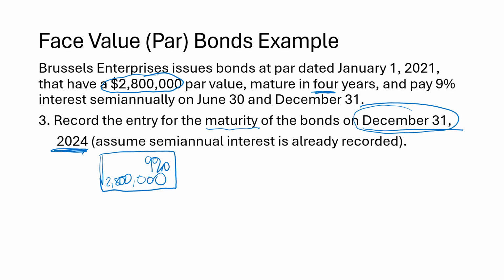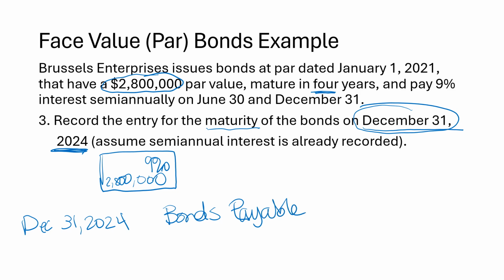So on December 31st, 2024, the journal entry to repay the principal to the bondholder is a debit to bonds payable to reduce the liability, and a credit to cash because the company is paying the cash back to the bondholder, and that is for the face amount of $2.8 million.